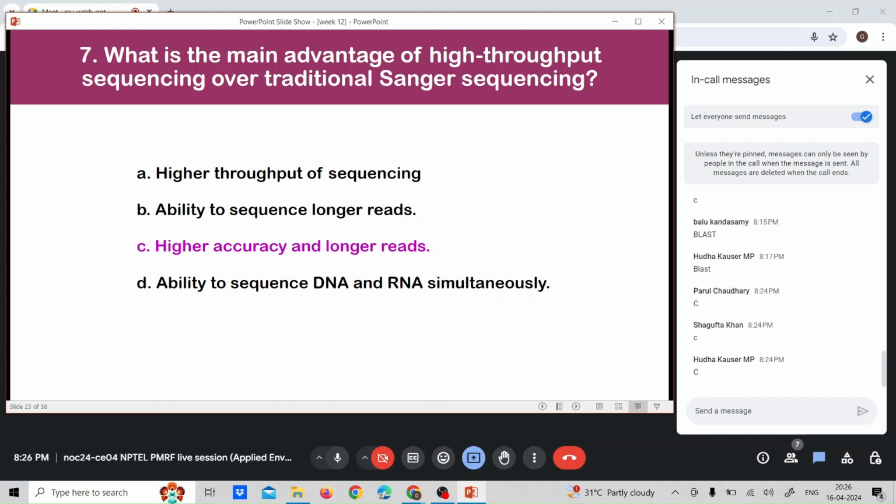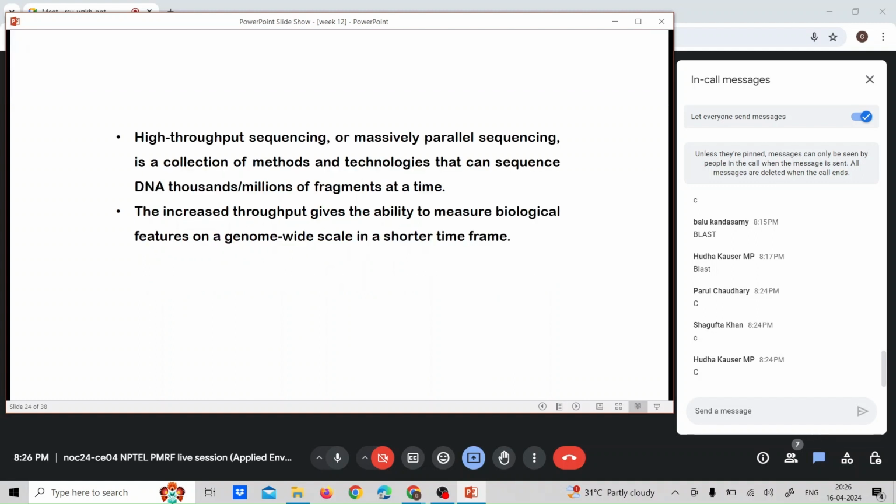Ability to sequence longer reads, or higher accuracy and longer reads, and ability to sequence DNA and RNA simultaneously. So the main advantage of going for a high throughput method is having better accuracy as well as longer reads. As you have mentioned, that's the correct answer. I've just mentioned the definition or the meaning in case someone missed out.